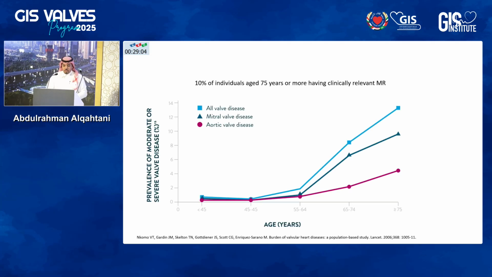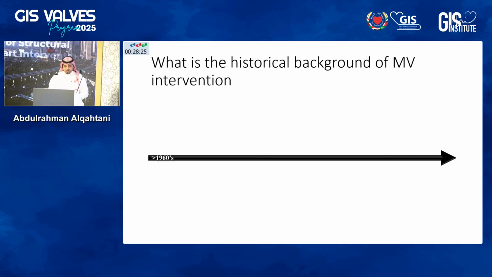years. So we know that valve disease is very common, and it becomes more prevalent as you age. Currently, about 10% of all individuals would have clinically relevant MR once they reach the age of 75. We know mitral valve disease is very common and more prevalent compared to other valve disease. So we have to take a closer look into those patients, especially once they reach their 60s and 70s, and we'll find more relevant mitral valve disease.